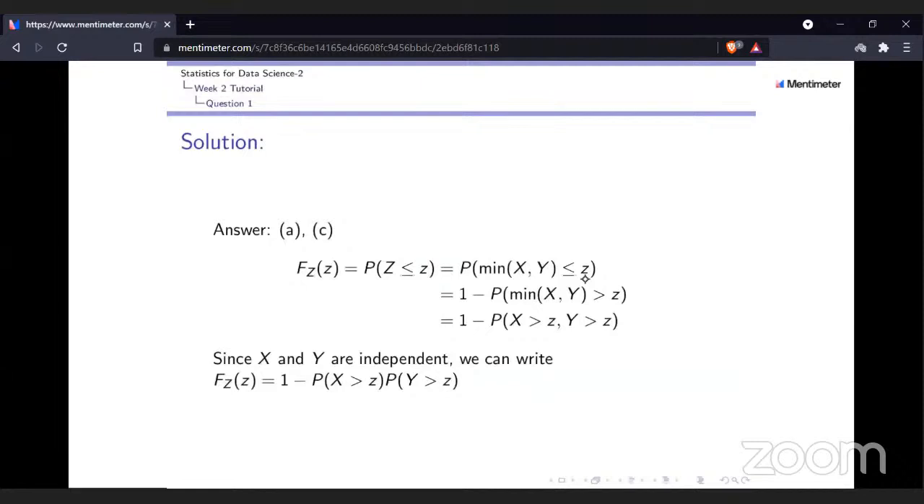Right. So if we do 1 minus the probability of min of X, Y greater than z, we are saying that the minimum is greater than some number. That means both the numbers should be greater than z, correct? Then we can write X greater than z and Y greater than z. All right. We'll move to the next question now.